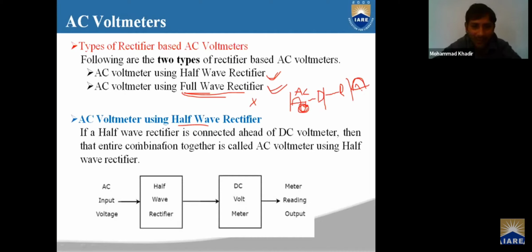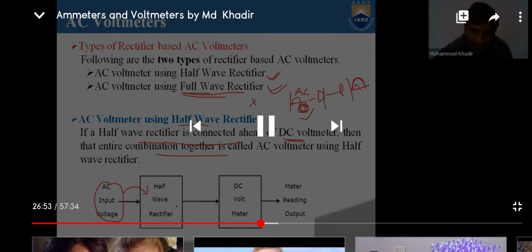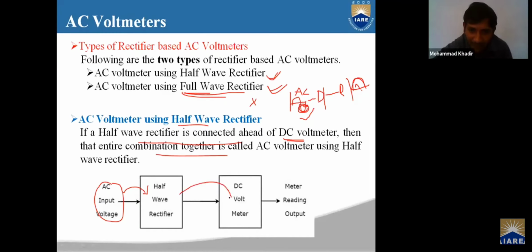If a half wave rectifier is connected to a DC voltmeter, then the entire combination together is called an AC voltmeter using a half wave rectifier. We just add this rectifier part to the DC voltmeter. The remaining operation is the same as in the DC voltmeter. First we give the AC input voltage. It is converted into half part of DC by the half wave rectifier. That DC part is given to the DC voltmeter and it shows the DC measured value. Then that DC measured value can be read as the meter reading output.